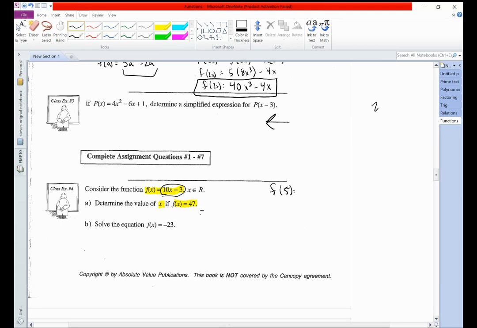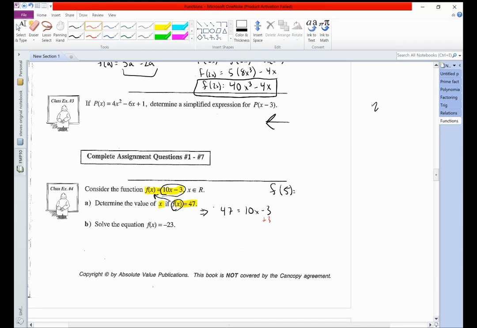So what you can do is you can rewrite it as, well, instead of writing f of x, you're going to write 47 is equal to 10x minus 3. Because basically this is saying this f of x term right here is 47. So instead of writing f of x is equal to all this stuff, you can just rewrite that as 47 is equal to all that stuff. And now what they want us to do is solve for x. So we have to do a little bit of algebra here. Need to get x by itself.